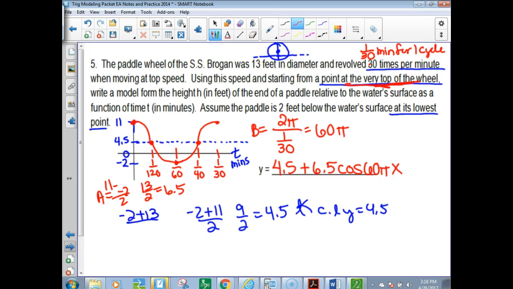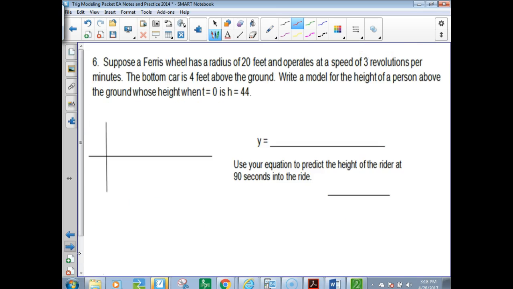I think we just have a few more here. Number 6. Now we've got a Ferris wheel. Oh, why are all these things round? Rotations. All right. Suppose a Ferris wheel has a radius. Oh, radius this time. Max. What's that going to mean? Aaron.